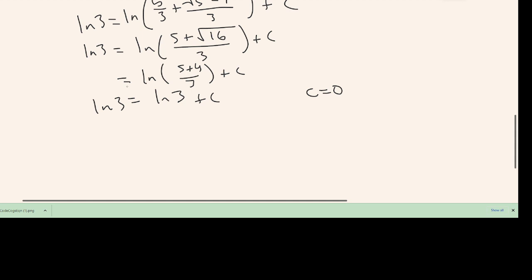And our final answer is y equals the natural log of x divided by 3 plus the square root of x squared minus 9 divided by 3.